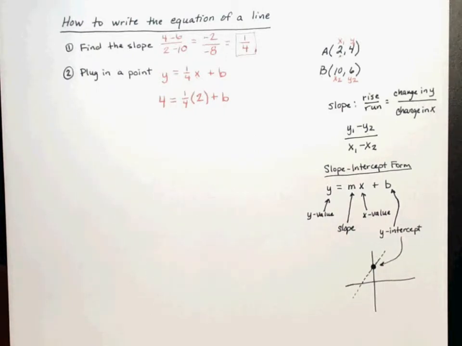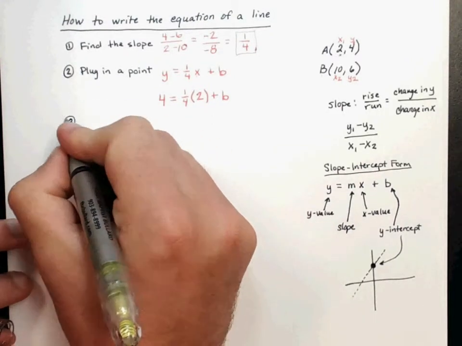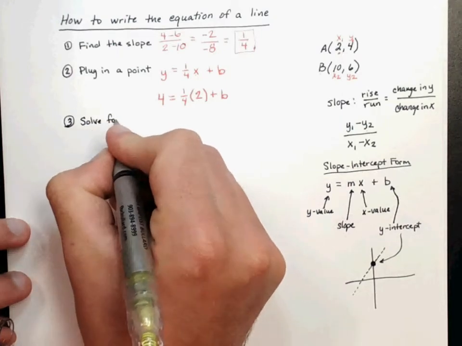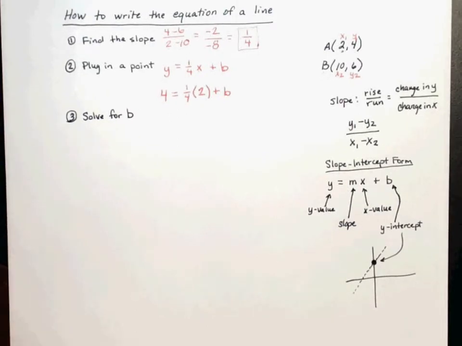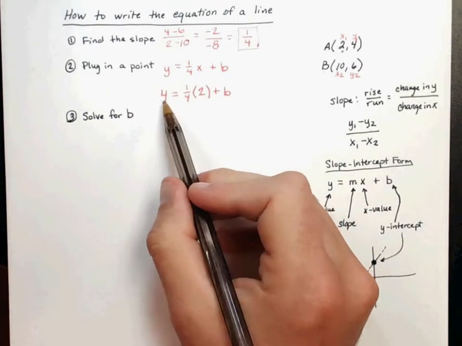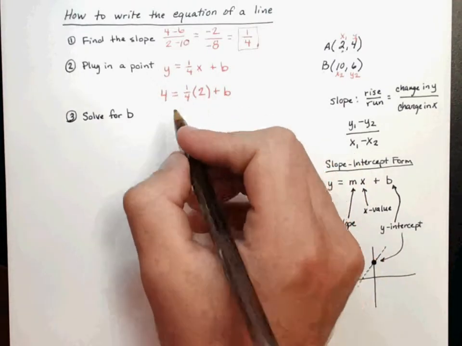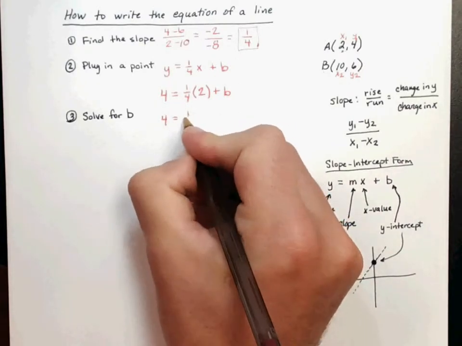Alright? Which leads us to the last thing we're going to do. Number 3 is we're going to solve for b. Alright, we got to find what b equals. So, 4 equals 1/4 times 2 plus b. Well, 1/4 times 2 is 2/4, which is 1/2.